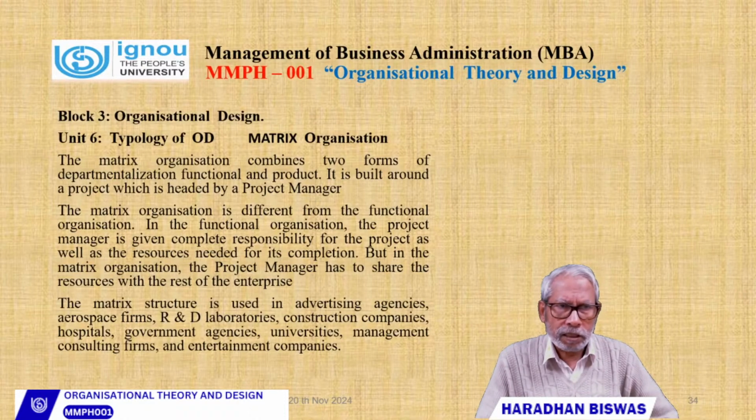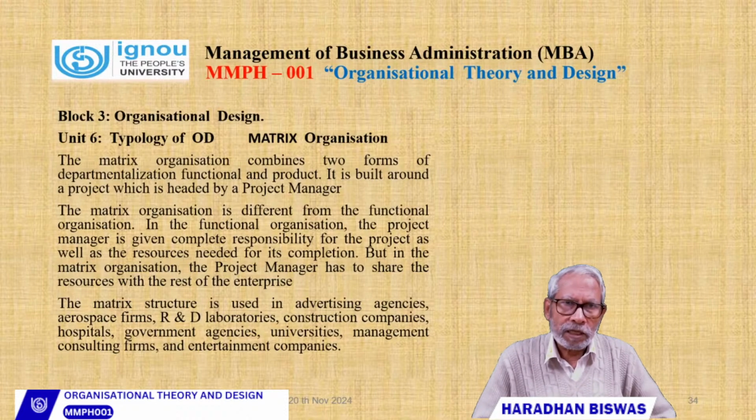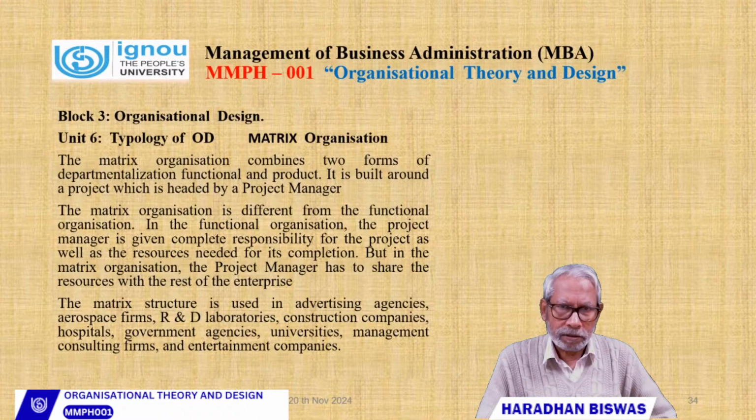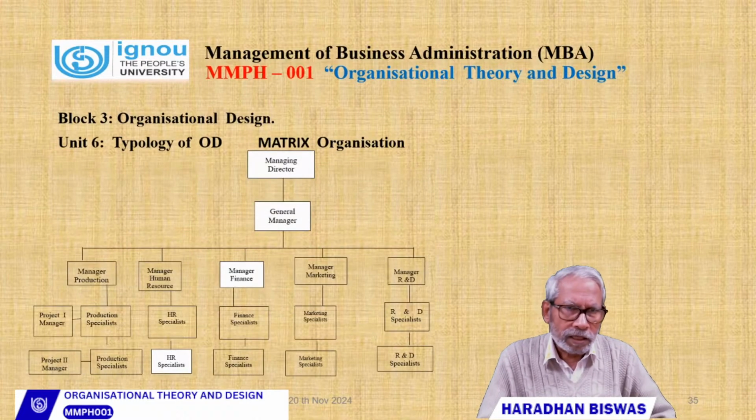Matrix organizations are a combination of things, where basically R&Ds, laboratories, and construction companies are in the matrix process. Hospitals, government agencies, universities, management consulting firms, entertainment companies, these all fall under matrix organizations. There will be better. Now, one diagram is there.